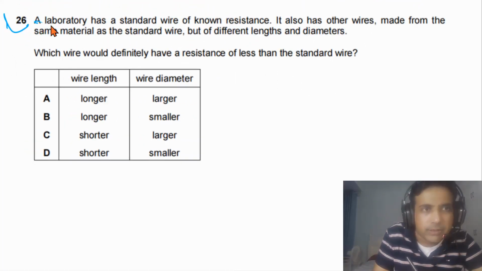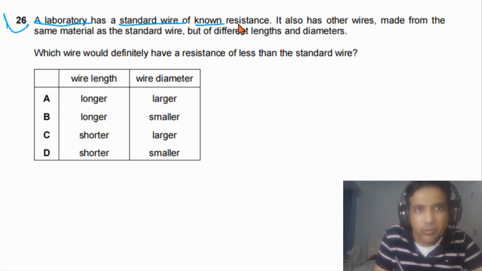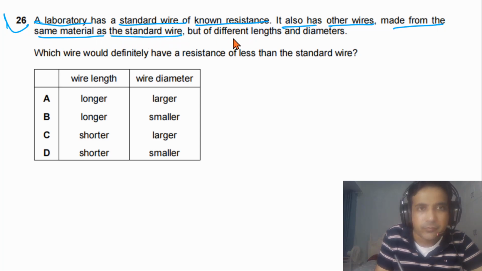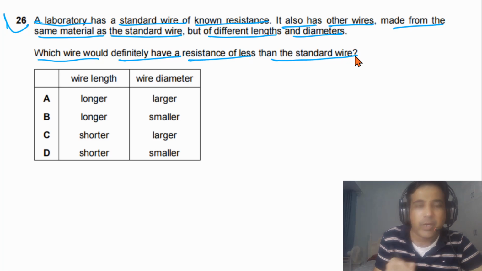Question 26 says a laboratory has a standard wire of known resistance. It also has other wires made from the same material as the standard wire but of different lengths and diameters. Which wire would definitely have a resistance of less than the standard wire?